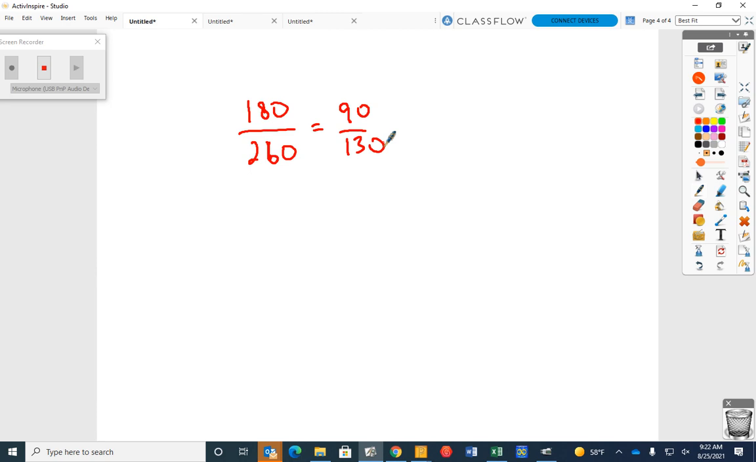Lucas, can you help me? What do I do here? If I use my cross products, what's 180 times 130? That's a big number. And what's 90 times 260? Did we get the same thing if we multiply these? Yes. So what do we determine from that? That these are a proportion, right? So we can circle it or we can put what?